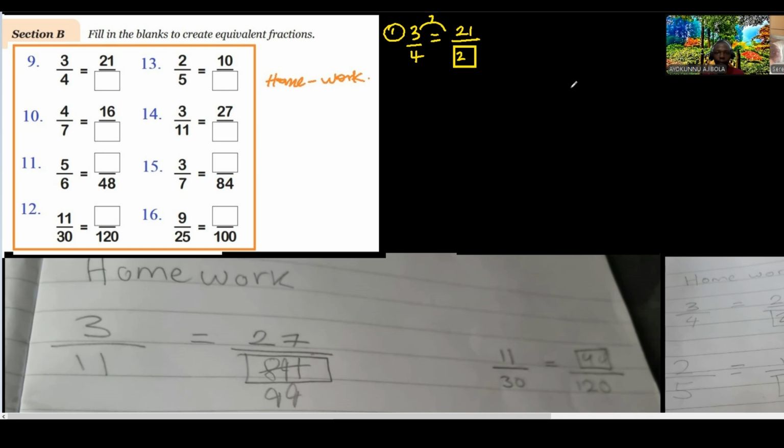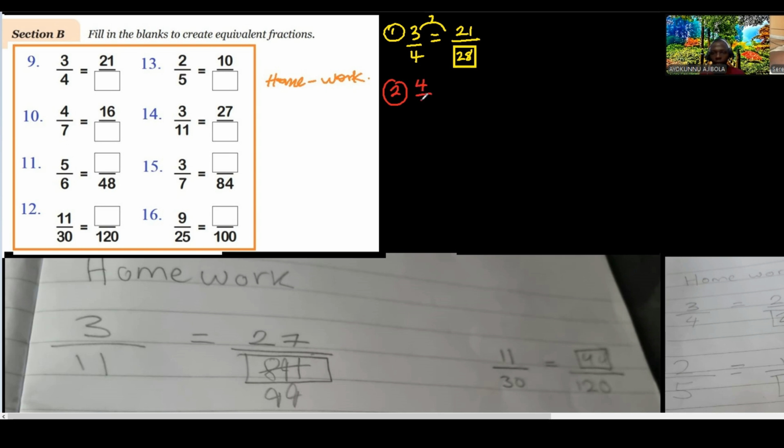Good. So we said 3 times 7 gives us 21. So that's 7 times 4 gives us 28. Okay, let's look at the second one, which is number 10.